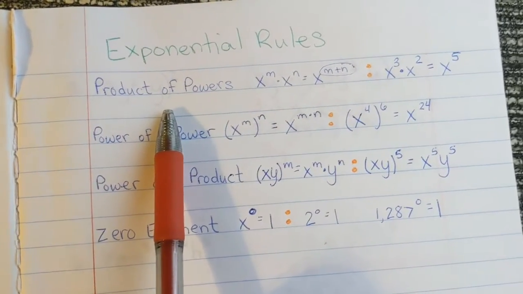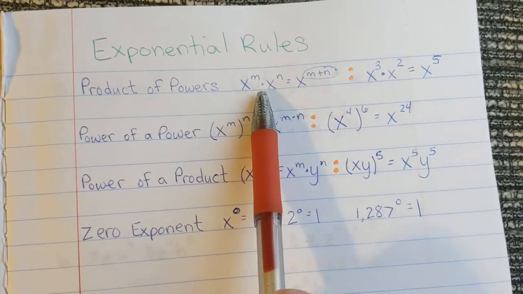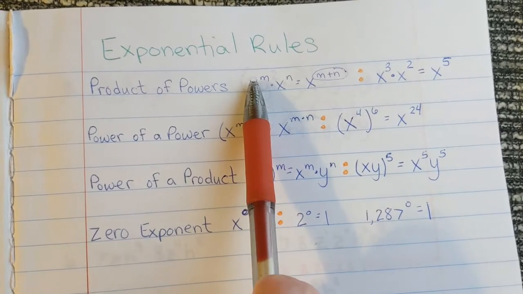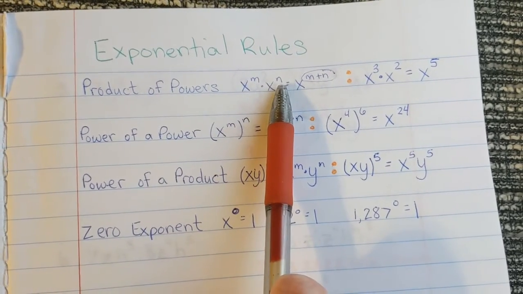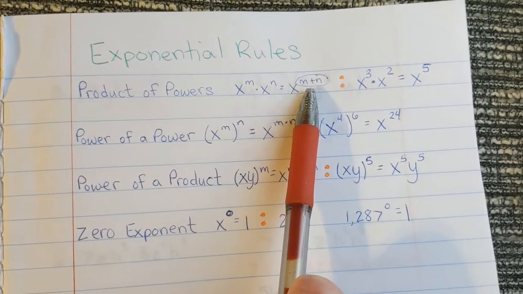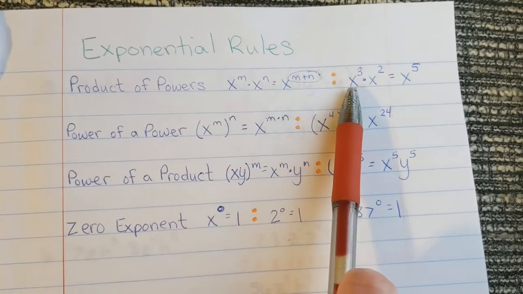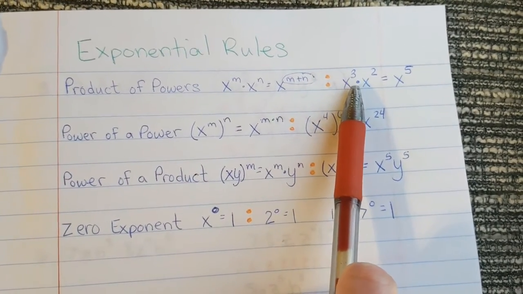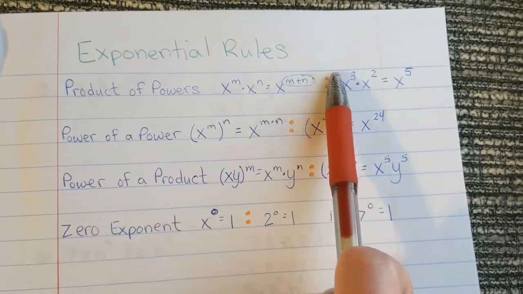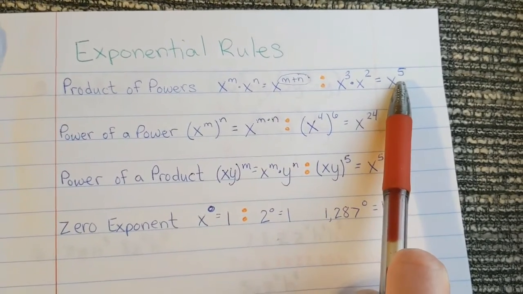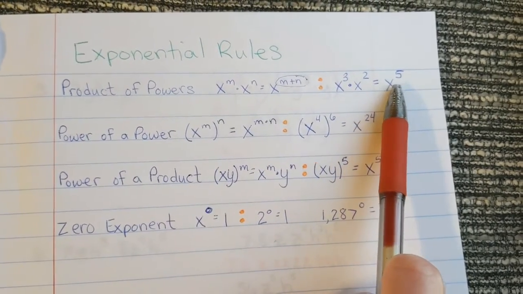First, let's start off with product of powers. This is if you have the same base, and they each have exponents, you can just add the exponents together, like x to the third times x squared. 3 plus 2 is 5, so your final answer is x to the fifth.